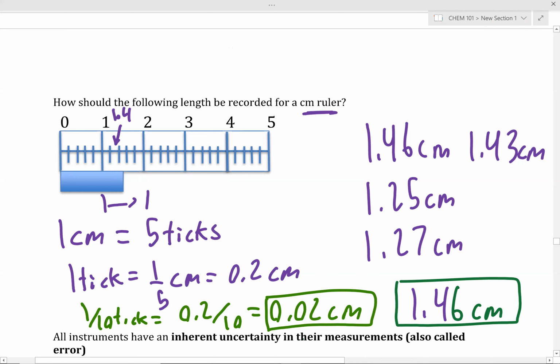So can we report an odd number in our last decimal place? Can we report odd numbers if our maximum precision is an even number? No. So even though 1.43 is technically okay, ideally the last number needs to be a multiple of the maximum precision. That's very nitpicky, but essentially it's the fact that 1/10 of a tick only goes up to 0.02 centimeters. We can't report precision smaller than that. And this 1.43 is reporting a precision greater than 0.02. Does that make sense?